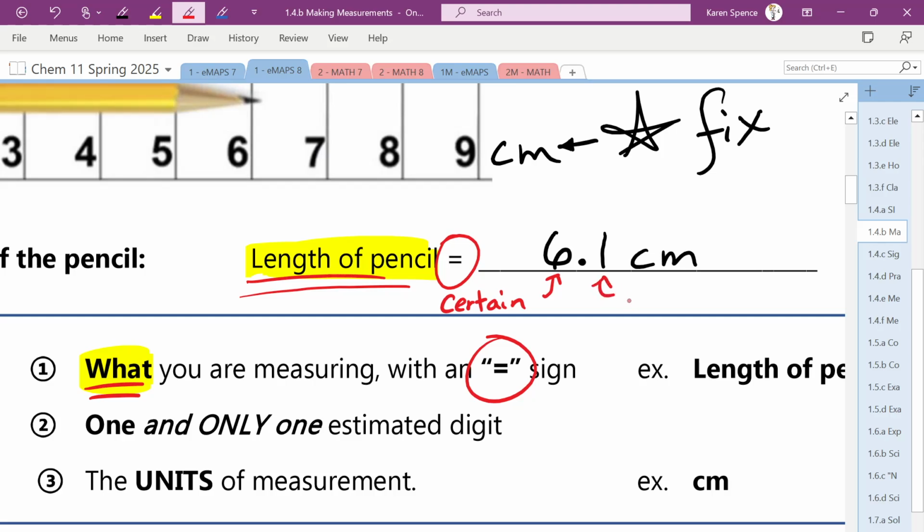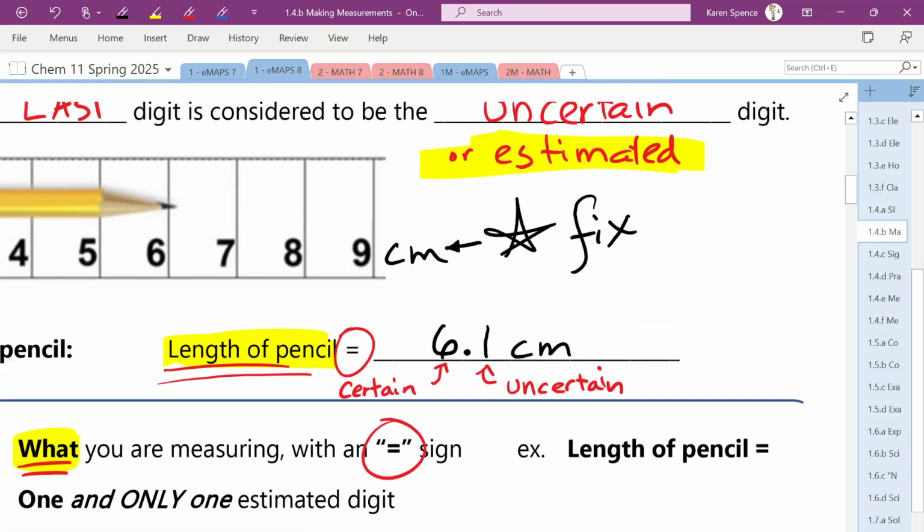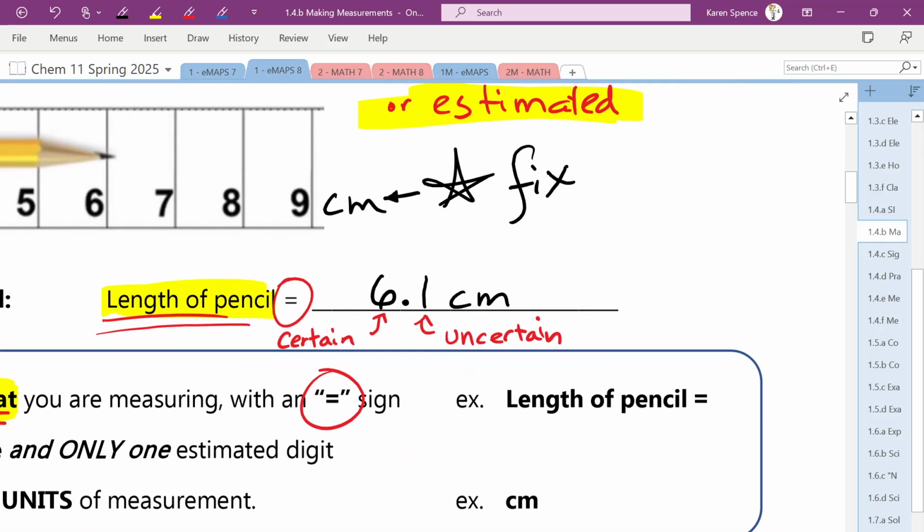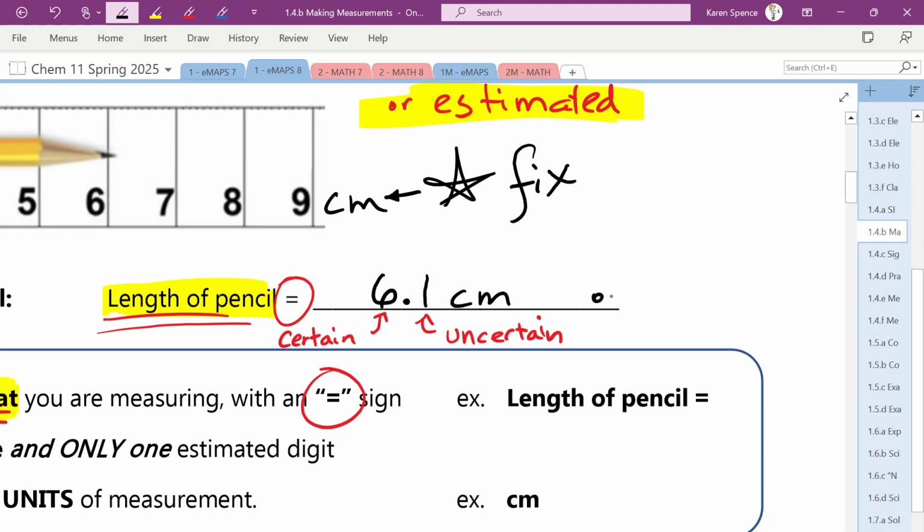And that is uncertain. Because we could have written 6.1 centimeters, or we could have written 6.2 centimeters, and that would have been fine, okay? That's because that last digit there is uncertain. You could write 6.3, that would also be fine.